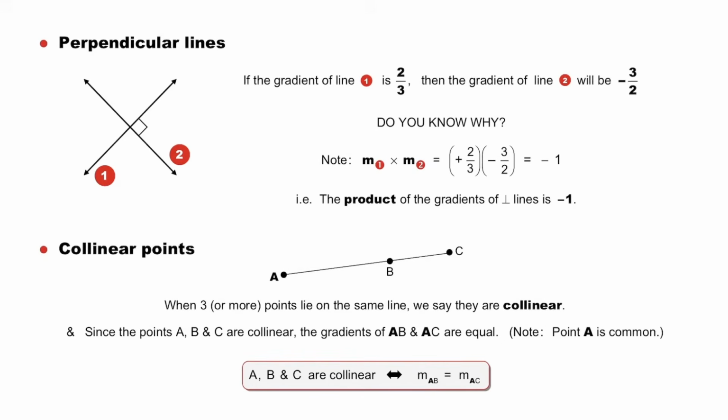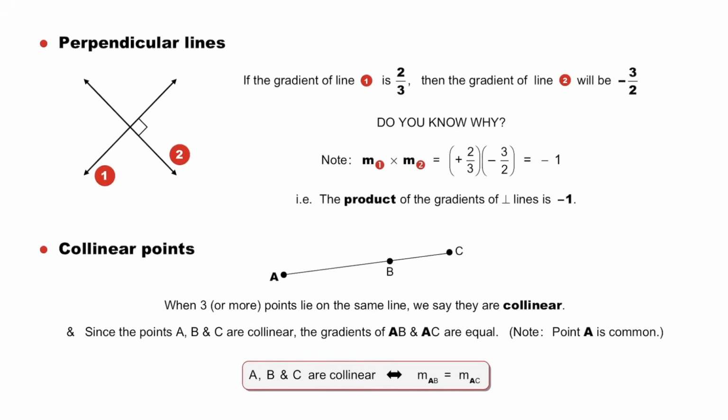However, the product of the gradients is plus 2/3 times minus 3 over 2, which is minus 1. And we have the important and elegant result, i.e., the product of the gradients of perpendicular lines is minus 1.